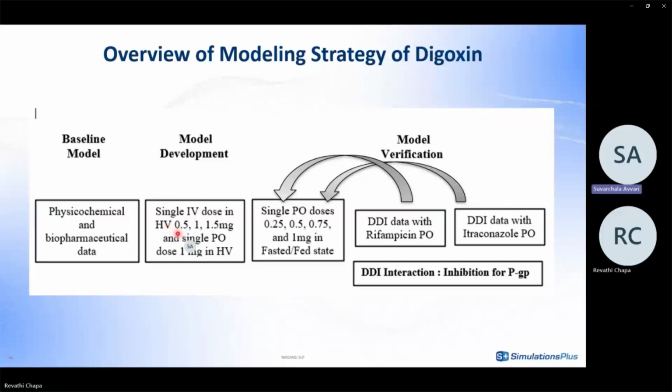So we always start with developing a modeling strategy to build a PBPK model. The first step is to collect the physicochemical and the biopharmaceutical properties to build the baseline model. And once the baseline model was developed, then we'll validate or verify this model in the IV dose, if the data after IV administration is available, and also a single oral dose in healthy volunteers.